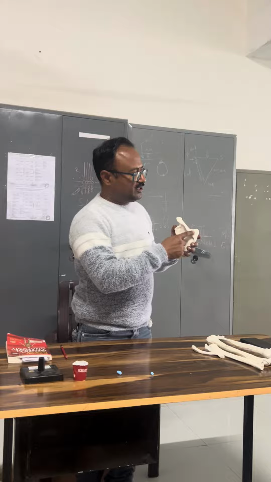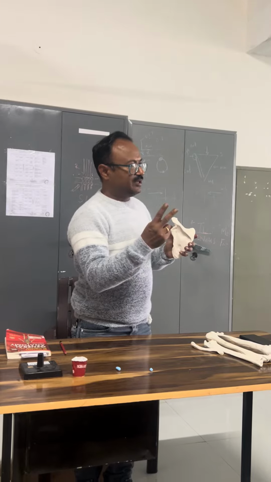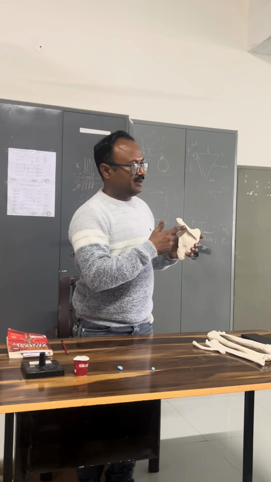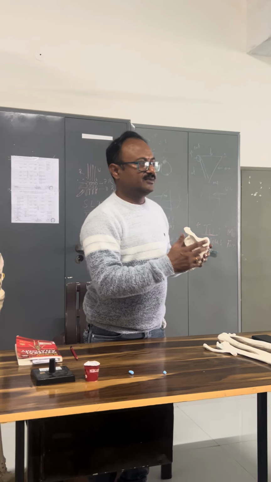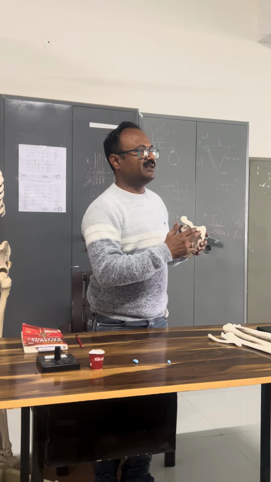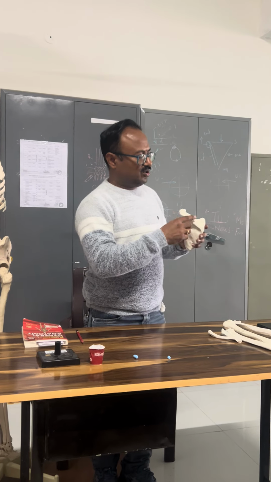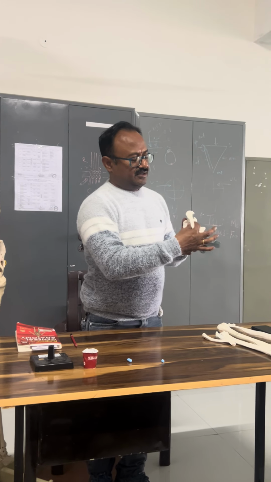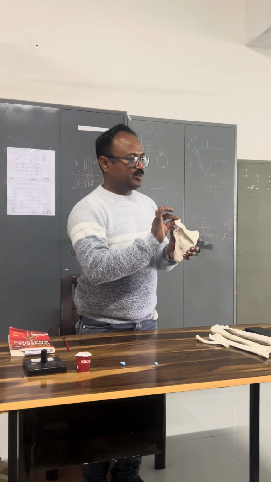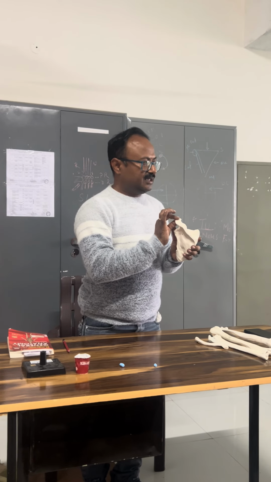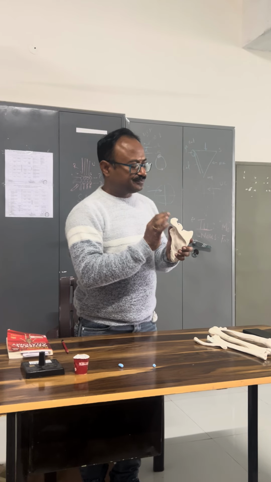The posterior border is thick and is called the crest of the spine, and the crest of the spine has two lips, an upper lip and a lower lip. This was the spine of the scapula, and you will find a process called the acromion process.